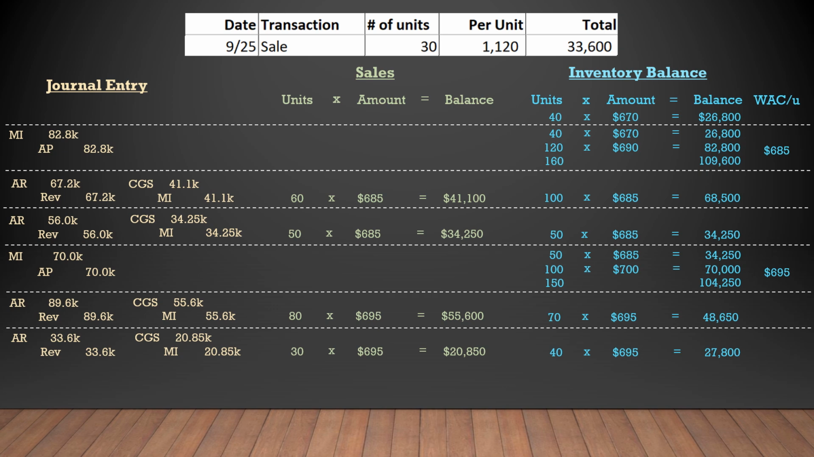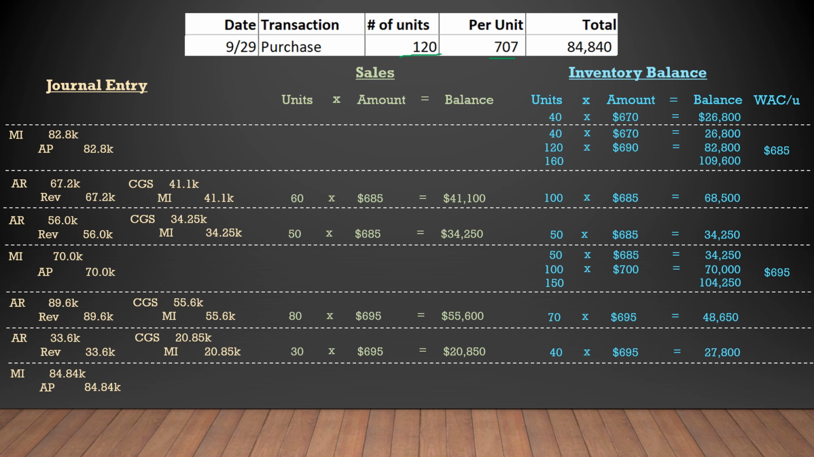Our very last transaction for the month is a purchase of 120 units at $707 per unit. Debit merchandise inventory and credit accounts payable for that product of $84,840.